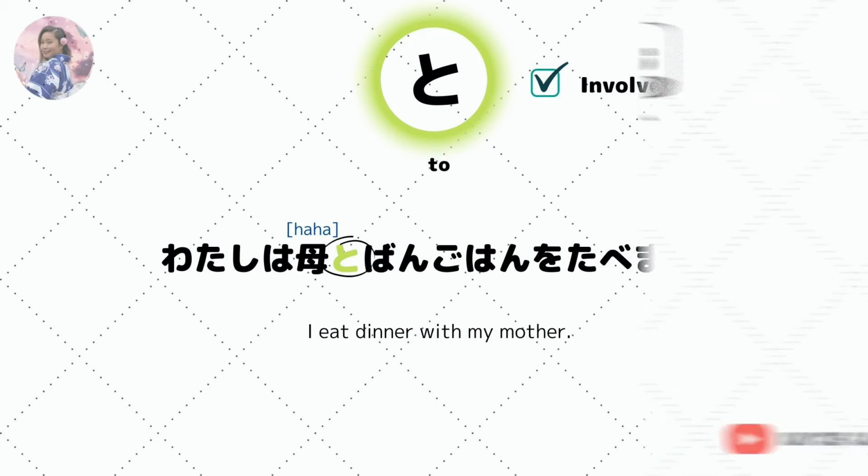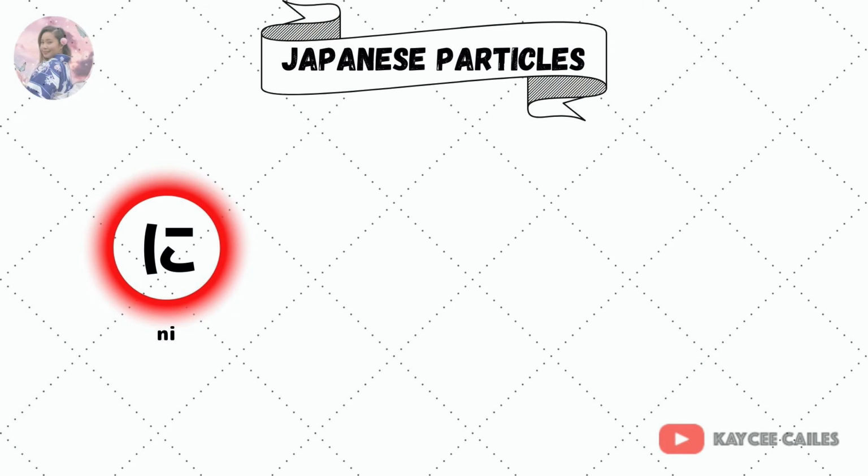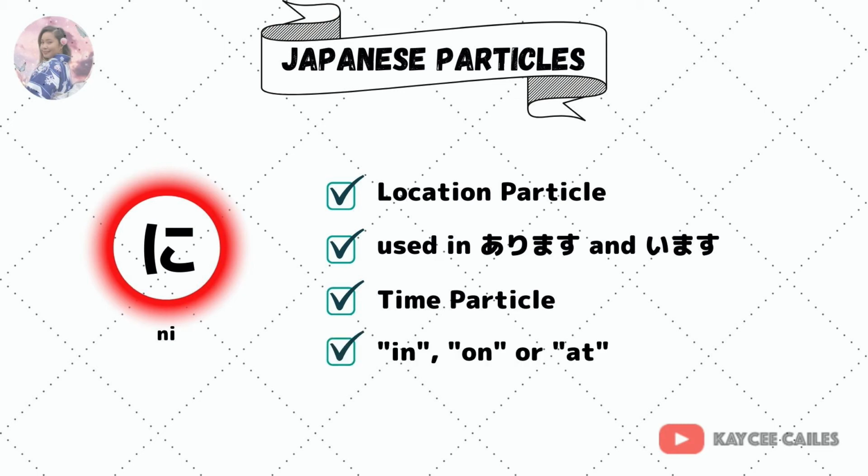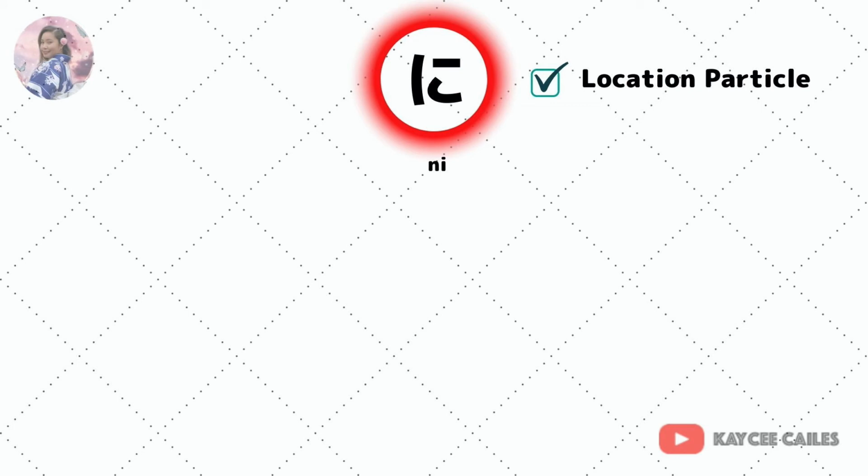Next particle on the list is ni. It is a location particle which indicates the location where the person or thing exists. It is also used for arimasu and imasu, meaning to have or to exist. It is also a time particle which indicates a point in time, and it is equivalent to in, on, at in English. Let's have examples of ni as a location particle.